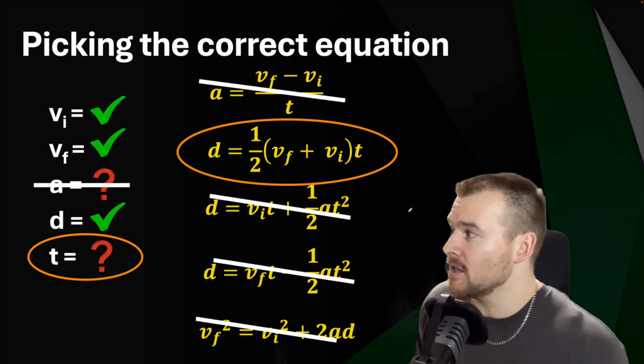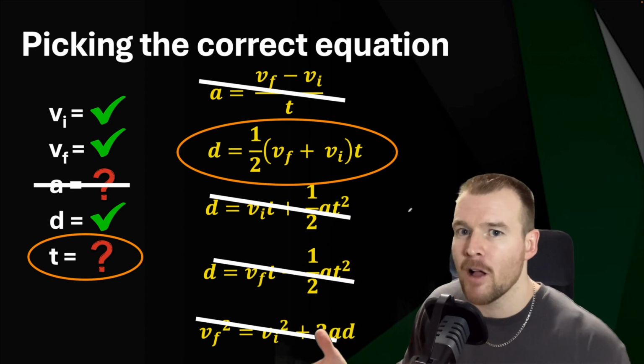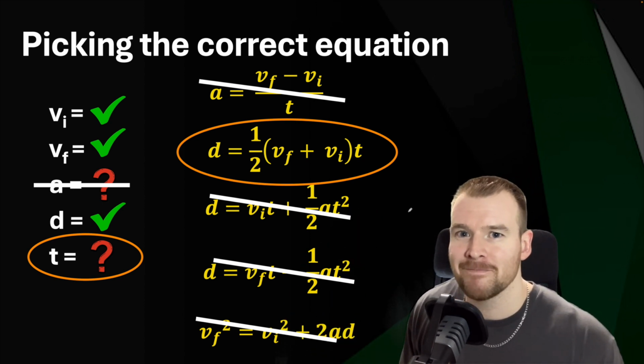Use that same process based off whatever you have and whatever you're trying to solve for, and you'll always pick the right one. For a real life example of how to pick the right equation and solve for some real data, let's take a look at this cliff diving video and try to figure out how tall the cliff is.